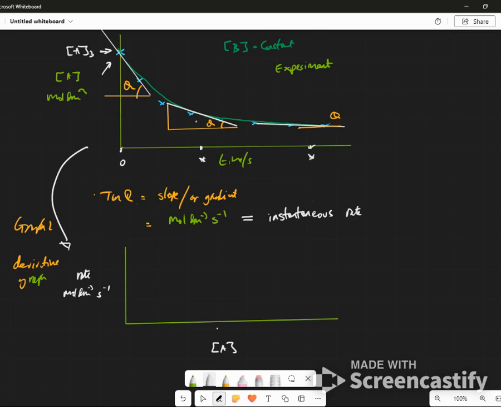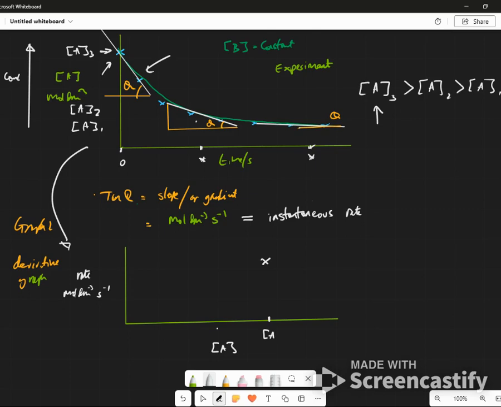So I'm going to call this A3, this one A2, and this one A1. Because this is concentration, as you go up that way the concentration is bigger. So the concentration of A3 is greater than the concentration at A2, which is greater than the concentration at A1. When A is at its most concentrated, the tangent is at the greatest. So the rate of reaction is at the highest at A3.